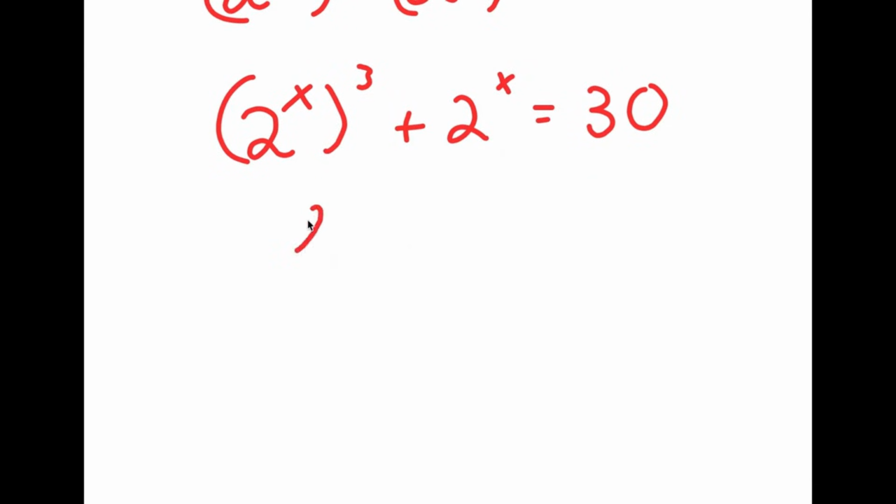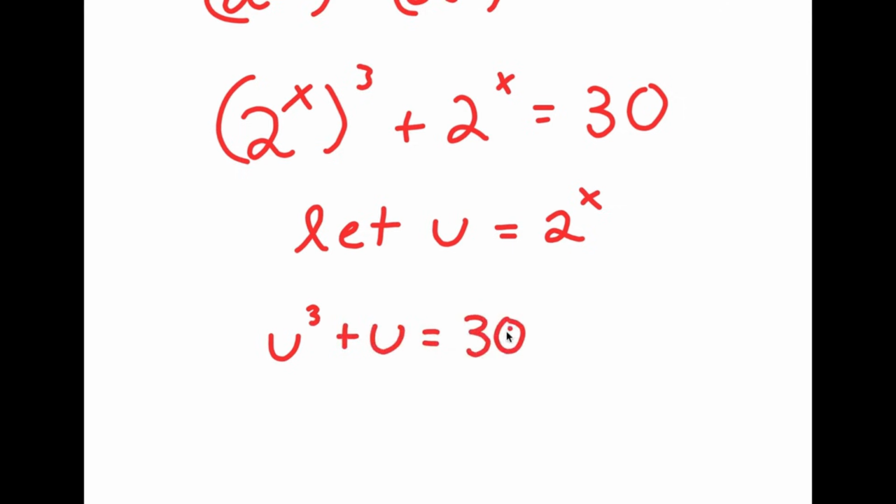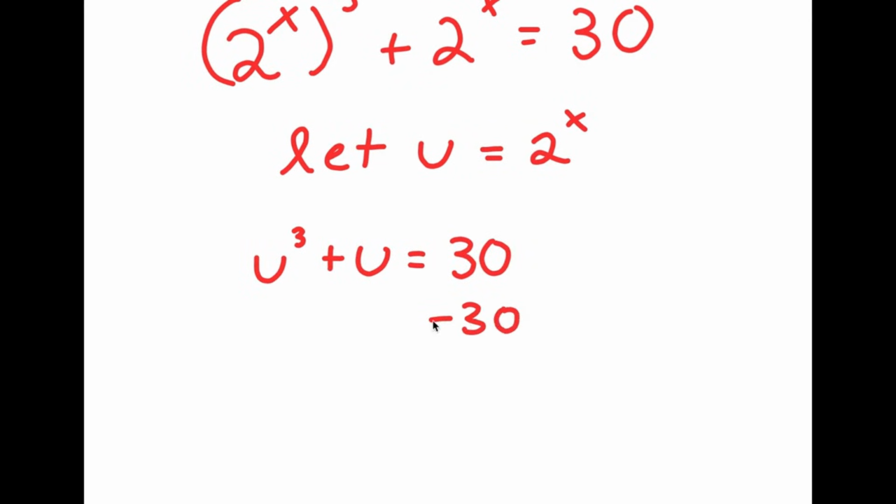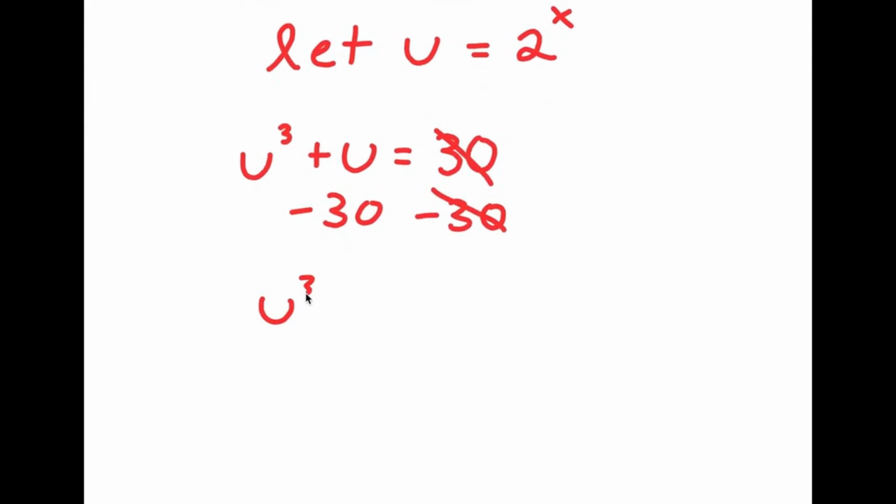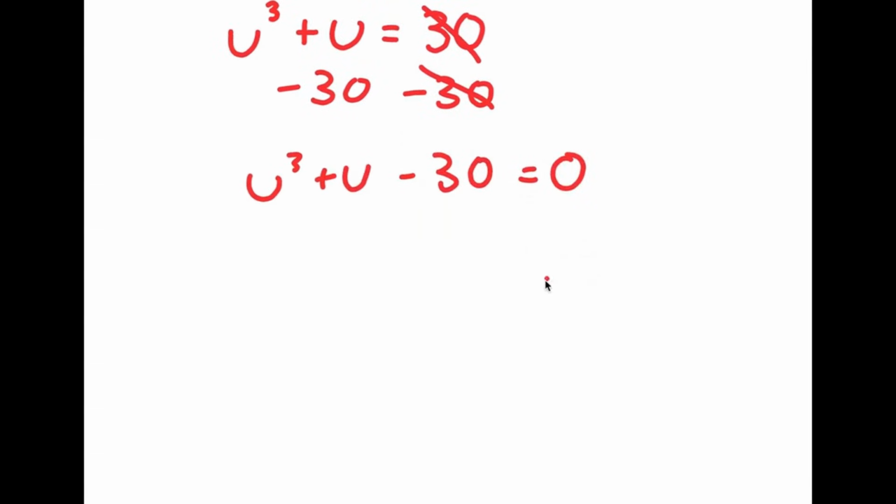Now, I'm going to let the variable u equal 2 to the power of x. So now if I substitute in u for 2 to the power of x, I get u to the power of 3 plus u is equal to 30. And now I can subtract 30 on both sides. So then these two cancel out, and I get u to the power of 3 plus u minus 30 is equal to 0.